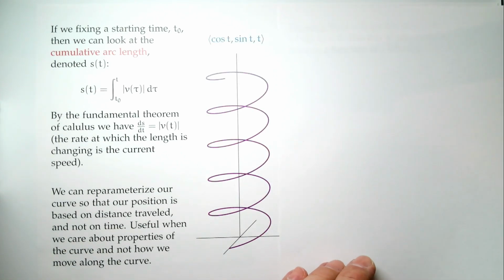So we're going to do an example of cumulative arc length with a particular curve. This curve is called the helix, and it looks a little bit like a spring. It's parameterized in the following way: x is cosine t, y is sine t, and then z is t.